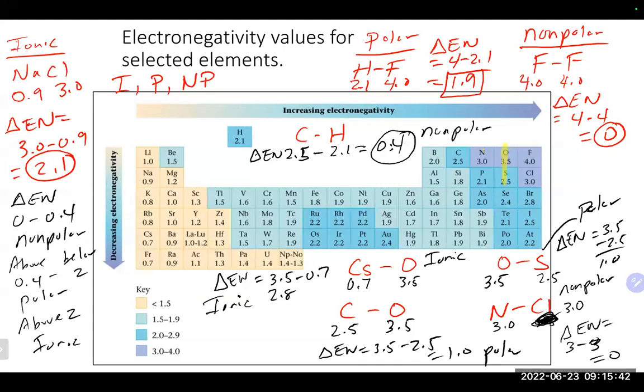Any questions about electronegativity values and how to use them to determine polarity? Okay.